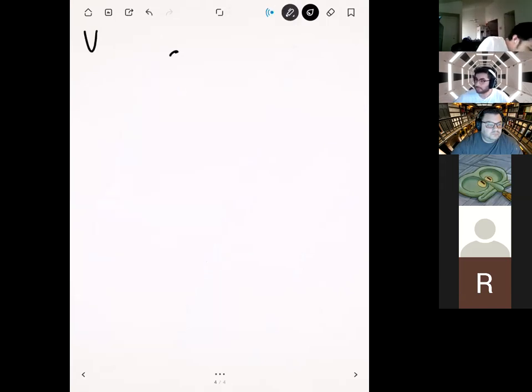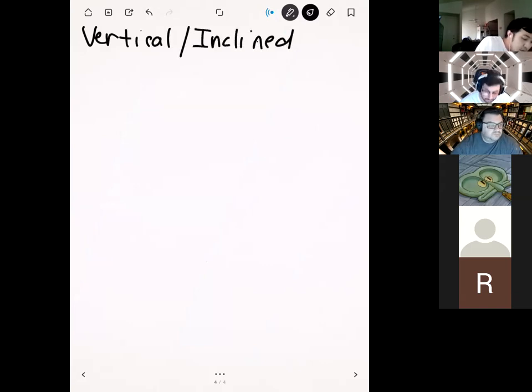Okay, so now let's talk about vertical and inclined surfaces. We're mostly going to be talking about inclined surfaces, because once you know how to do inclined surfaces, you can do vertical ones, because you just set the angle equal to 90 degrees. But first, let's talk about why these situations are more complicated than the horizontal surface. Okay.